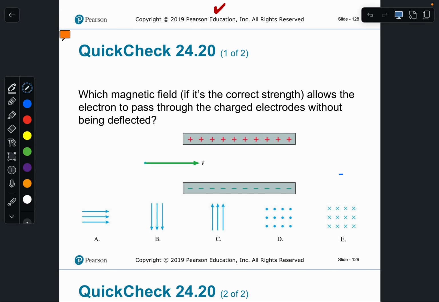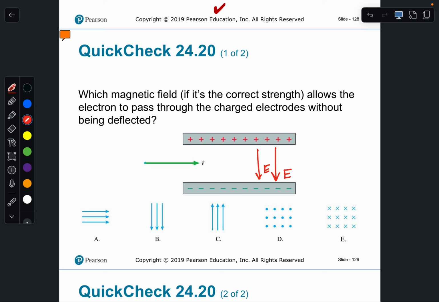This one has a hidden concept, you're bringing in a concept from electric fields. So let's look at this. Which would be the correct magnetic field direction that would allow the electron to pass through without being deflected? So the idea here is, look at these plates. These are not magnetic plates, okay? This is like a parallel plate capacitor. So this is creating an electric field pointing down. This is a bunch of electric field lines pointing down, right?